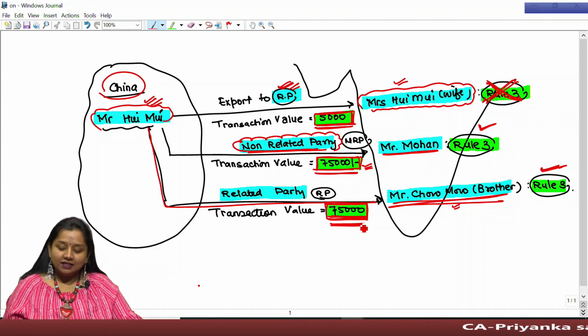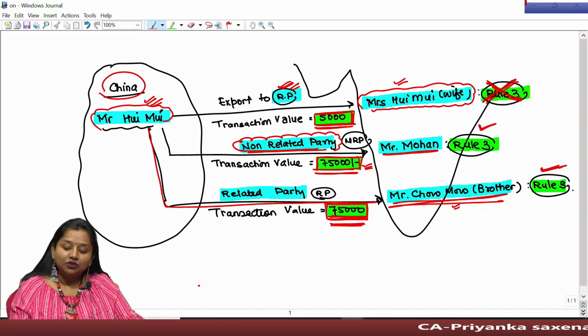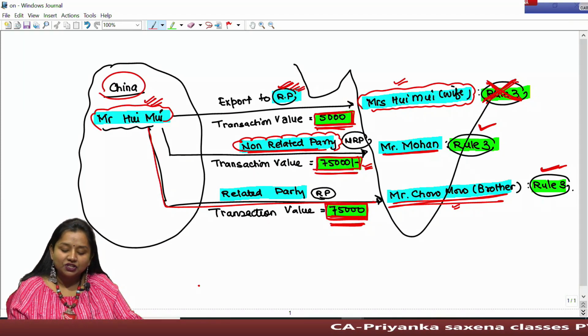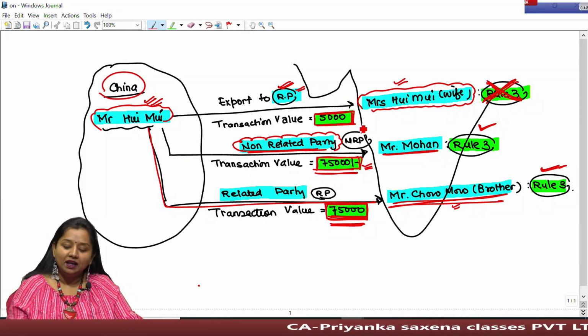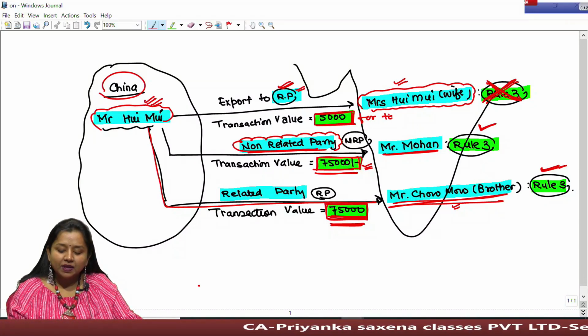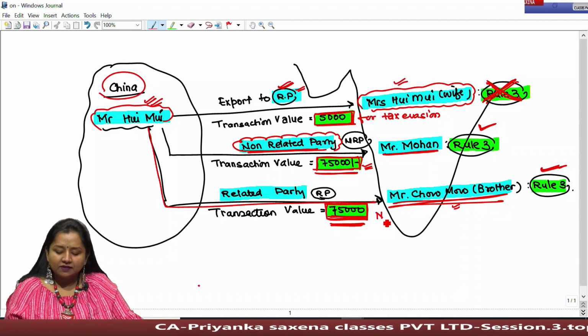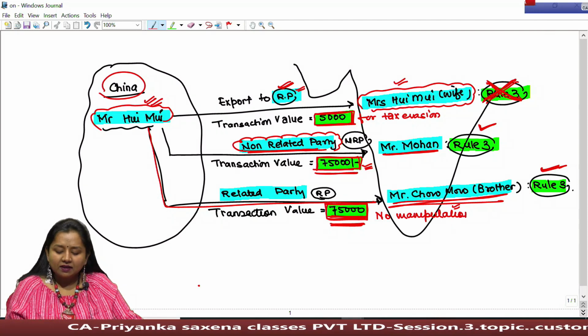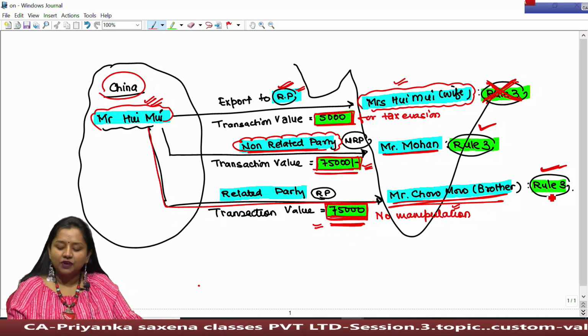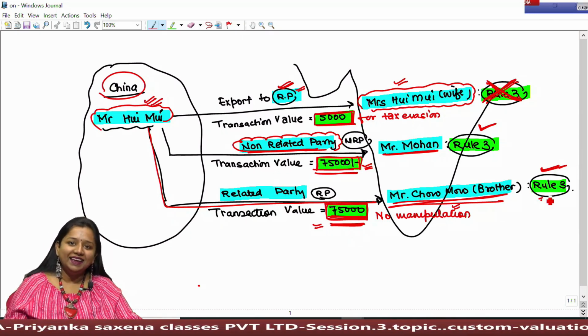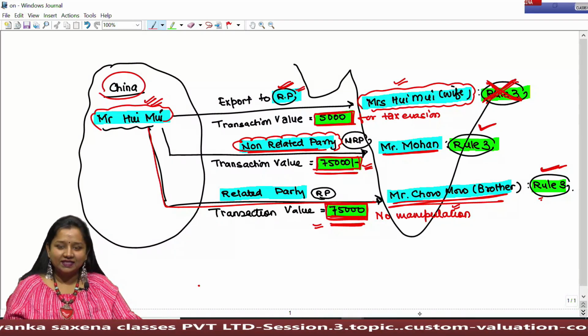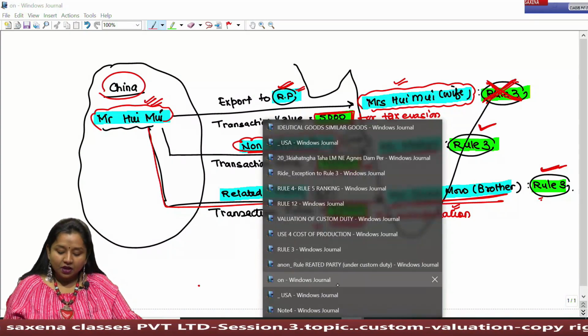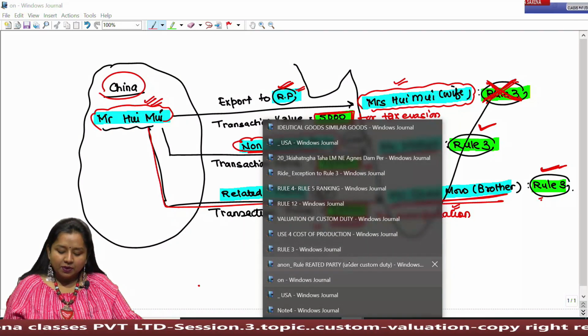That is, we had rejected Rule 3 only because of one purpose in case of a related party transaction, that the price shown in the invoice could have been manipulated for tax evasion. But if there is no such manipulation, then obviously we can consider this transaction value for the purpose of computing assessable value. Is that fine?